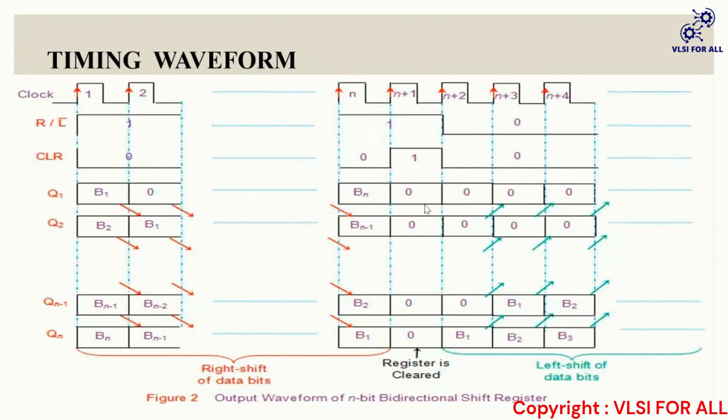So this is the timing waveform for the n-bit bidirectional shift register. Similarly, we have seen in the truth table, this is also the same. At every passage of the clock, the operation is performed. Whenever this pin is high, it performs right shift. Whenever this pin is low, it performs left shift. Whenever the clear signal is high, all the registers get cleared.